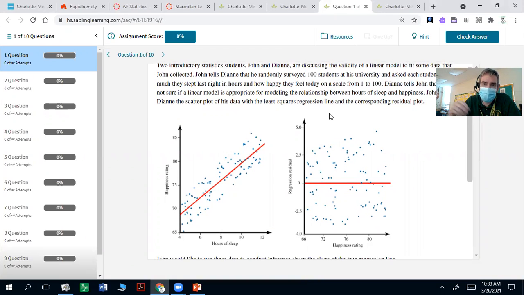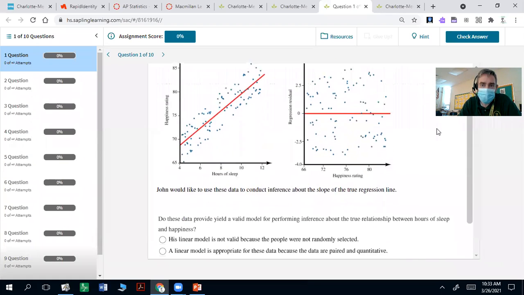John shows Diane the scatter plot of this data with the least squares regression line and the corresponding residual plot. Welcome, Sarah. We're going over the Sapling. So if you want to open that up, we're going to go over these questions, okay? So here's what we got.